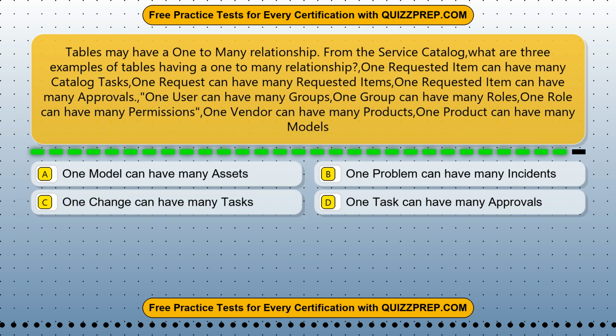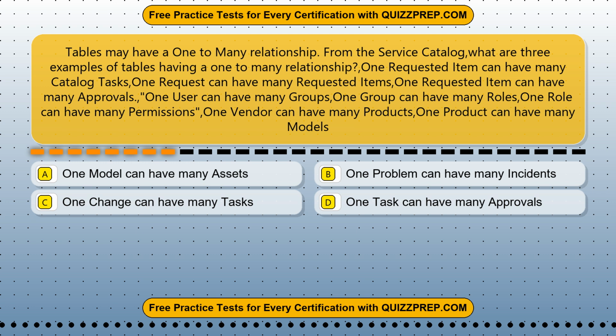Question 161. Tables may have a one-to-many relationship. From the service catalog, what are three examples of tables having a one-to-many relationship? One requested item can have many catalog tasks, one request can have many requested items, one requested item can have many approvals, one user can have many groups, one group can have many roles, one role can have many permissions, one vendor can have many products, one product can have many models.